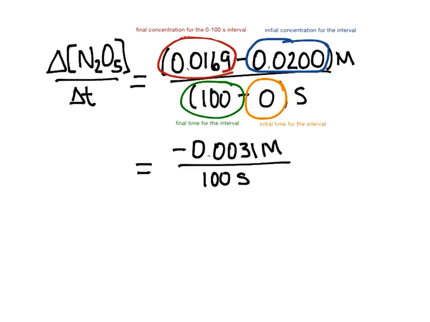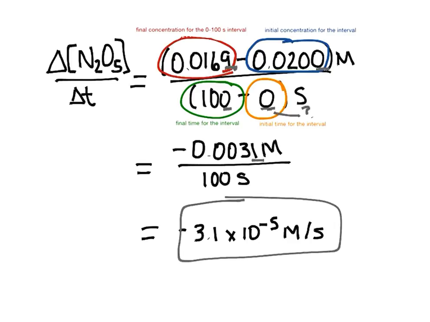We get a negative number in the numerator because this is a reactant. It should go down in concentration. So we end up getting a change in concentration over time of negative 3.1 times 10 to the minus 5 molar per second. Those are the typical units. I'm going to assume that our data points are accurate to the nearest second, although their significant figures are somewhat ambiguous.